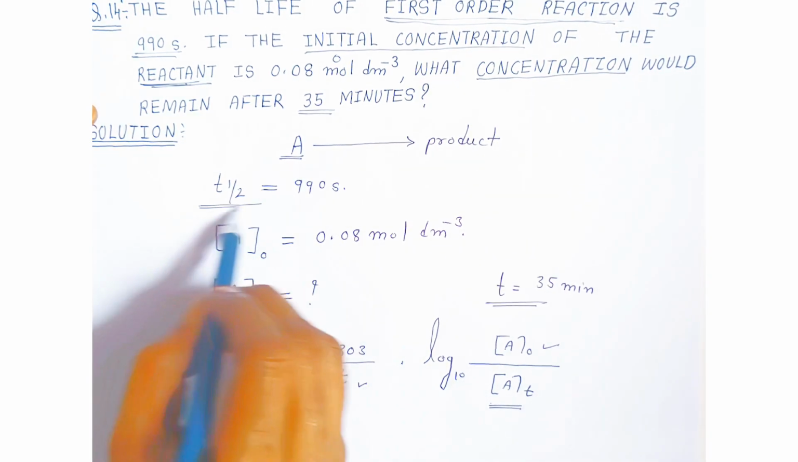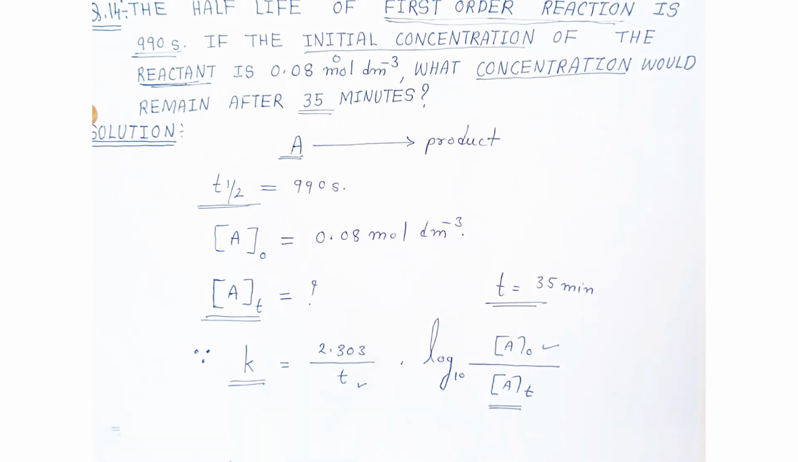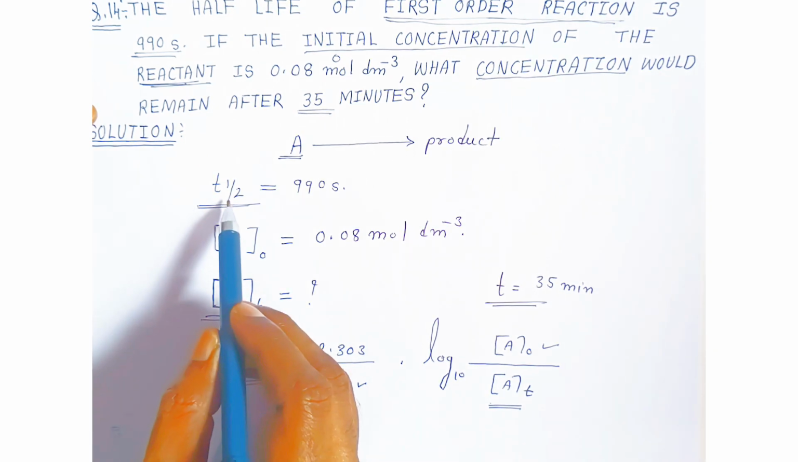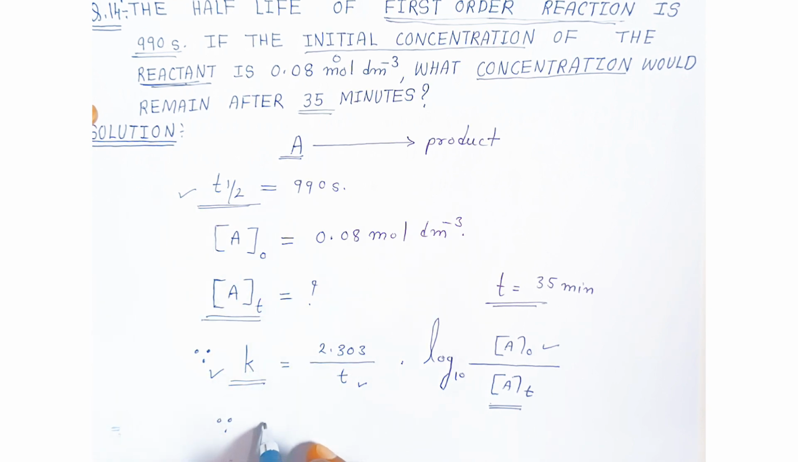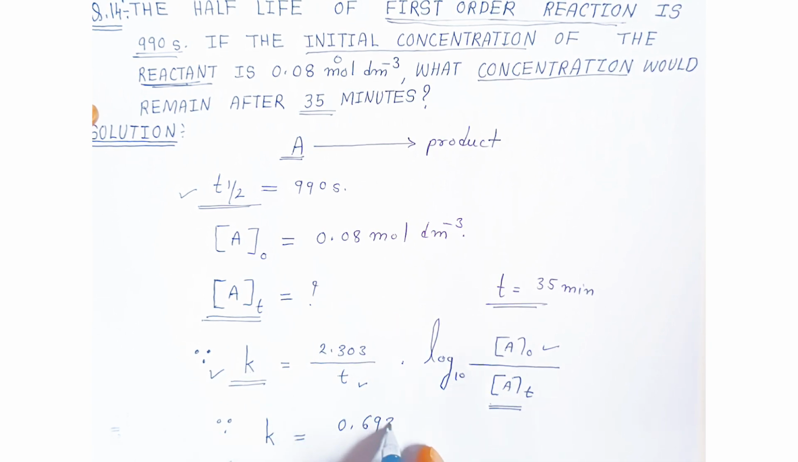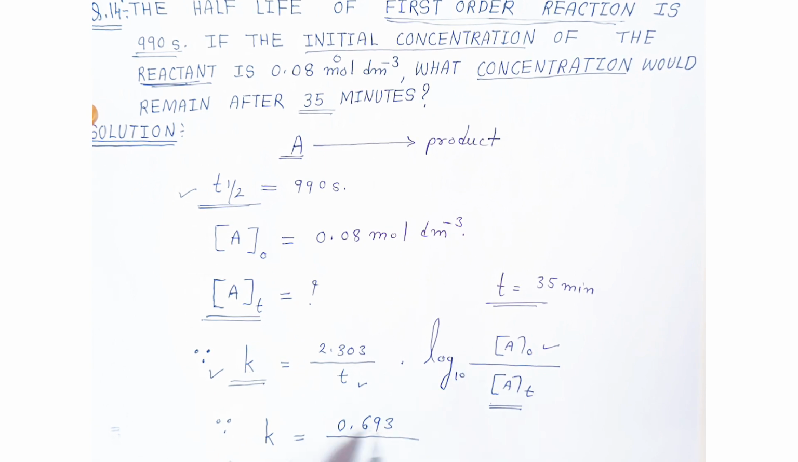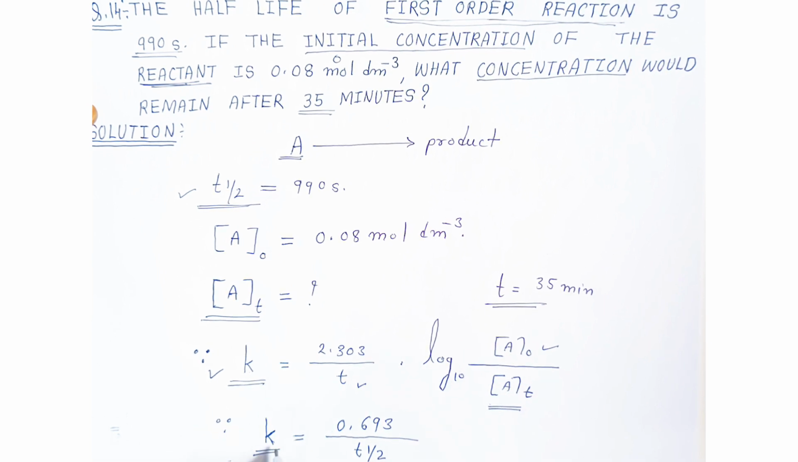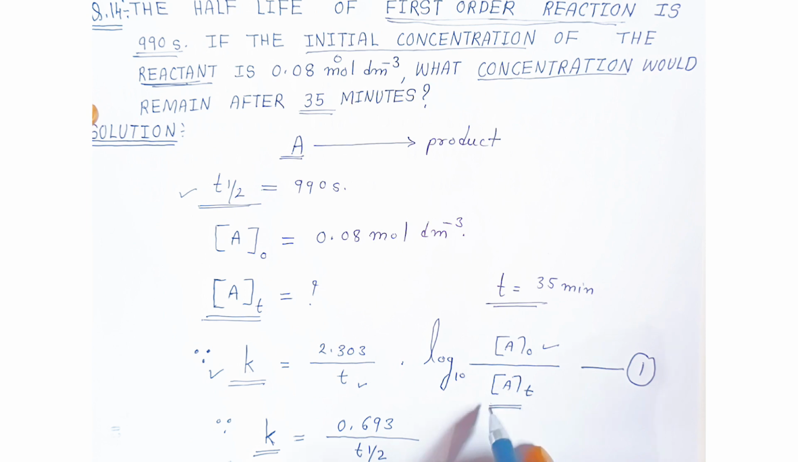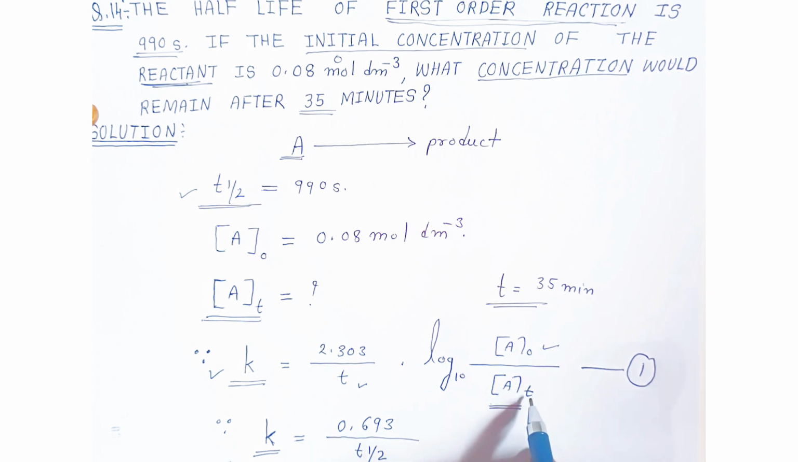So with the help of T half, we are going to calculate K, the rate constant. You should know the relation between rate constant and half-life. Rate constant is equal to 0.693 divided by T half, and you will get K. Once you find the value of K, just put it in equation 1 and solve it, and you will find the concentration of A at time t. So first we have to calculate the rate constant.